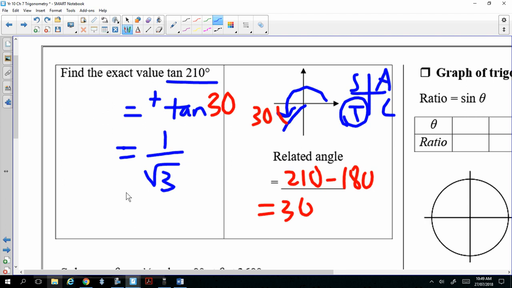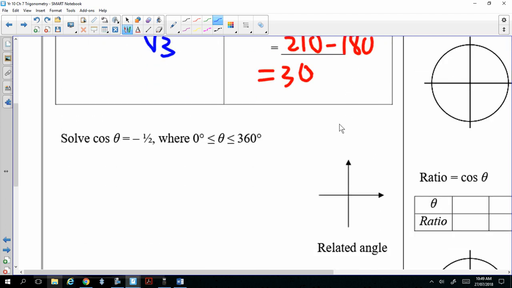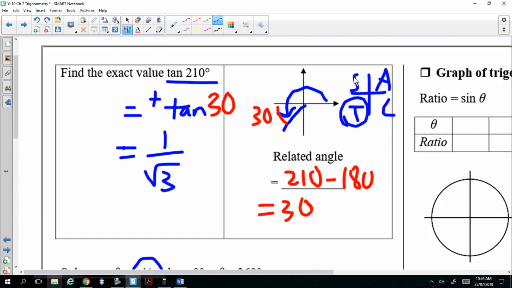All right, what else do we do? We will know how to solve simple trigonometric equations. So it gives you the ratio, you have to find the angle. So when is cos negative? Negative in the second or third quadrant. How do I know that? Because in the second quadrant, sine is positive, therefore cos is negative. In the third quadrant, tan is positive, therefore cos is negative. The other two is where cos is positive.